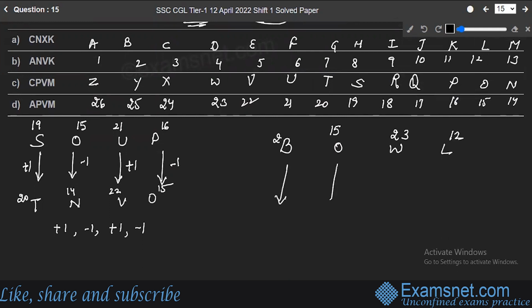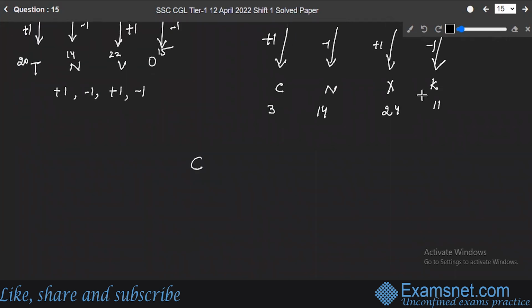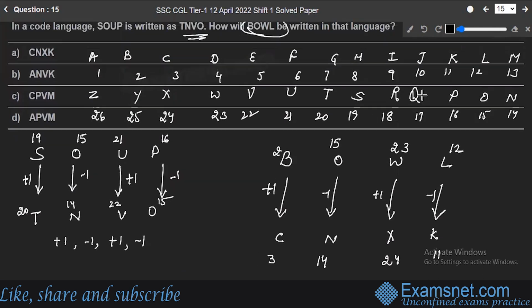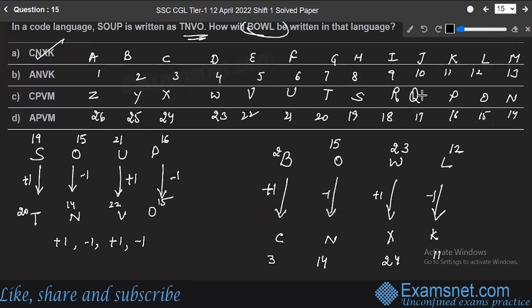So the same logic that we had in the previous word is followed here. Plus 1, minus 1, plus 1, minus 1. So 2 plus 1 gives you 3, 15 minus 1, 14, 23 plus 1, 24, 12 minus 1, 11. Alphabet which is at 3 is C, 14 is N, 24 is X, 11 is K. So what does the code become? CNXK. This is your answer. Let's check with the options. Option A is the correct answer to the question.